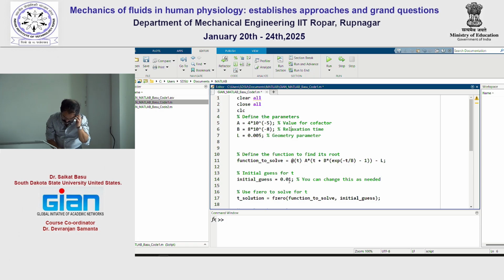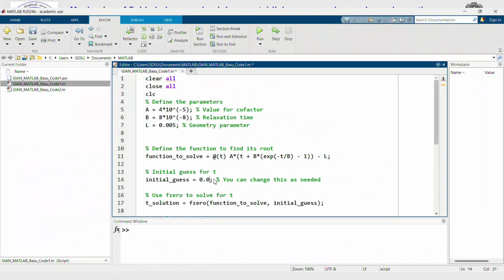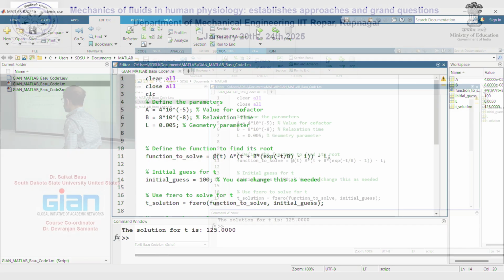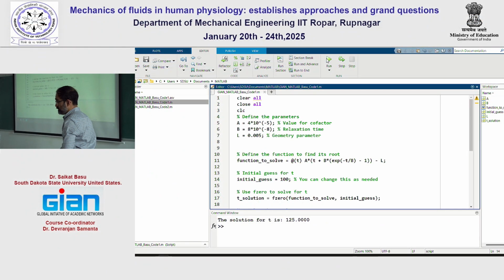We know that this is a smaller particle, right? So it stays airborne longer. So the initial time estimate that I started out with is 100. Let's see what happens with this. So what we get here is the solution for T is 125. So that's more than 2 minutes.